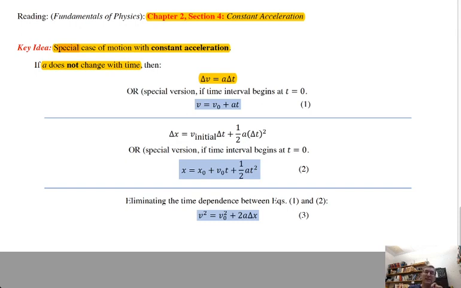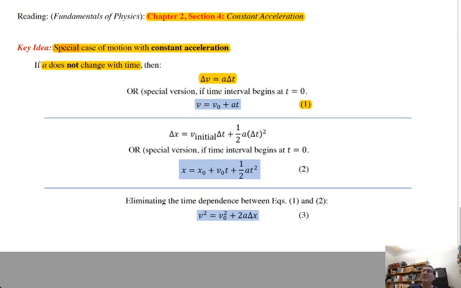Then the delta T, T final minus T initial, the T initial is 0, you can just use T for delta T. And the delta V means V final minus V initial. The V initial is written V subscript 0, because the initial time is 0. And then the minus V initial is taken over to the other side of the equal sign, and you get equation 1 here, shaded in blue. V final equals V initial plus AT.